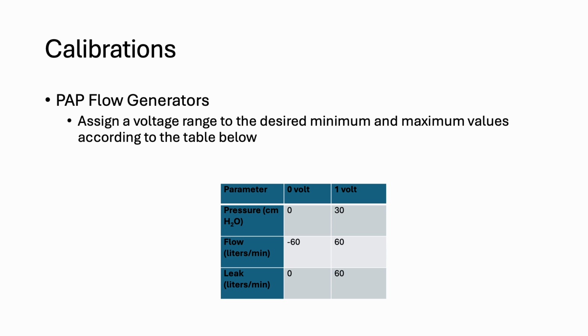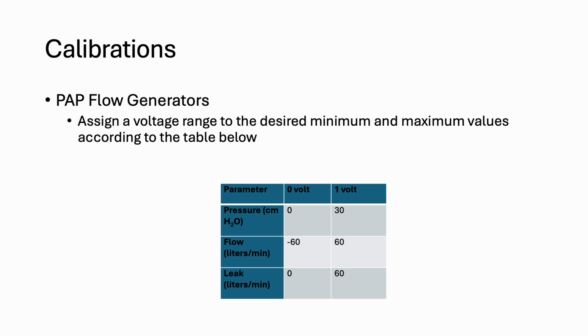Most CPAP manufacturers have developed flow generators capable of multiple measurements, including pressure, flow, and leak rate. Calibration of CPAP to the PSG system involves assigning a voltage range to the desired minimum and maximum values according to the table you see here.